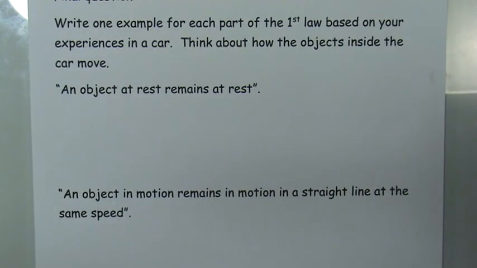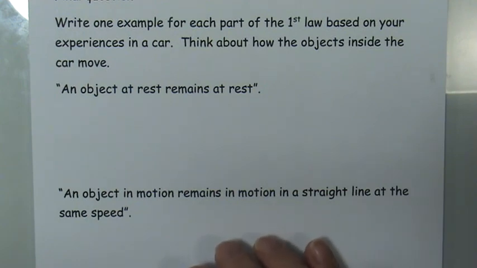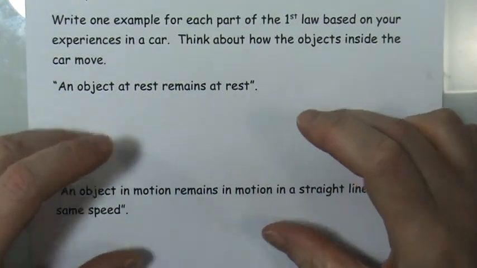And then also an object in motion remaining in motion. Think about, for example, if you set something on the dash. What would happen to that object if you sped up suddenly? What if you hit the brakes suddenly? What if you turn sharply to the left or right? Think about what would happen to those objects and try to come up with one example for each of these.